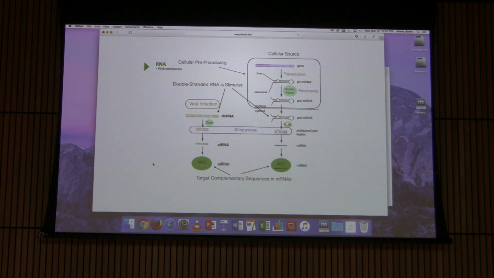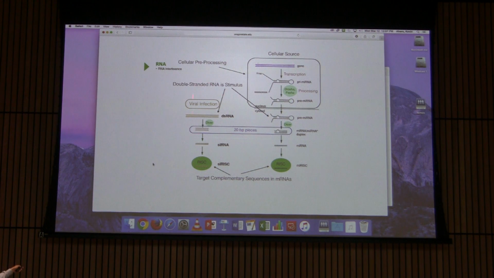The precursor to the microRNA has that little bulge, and what that little bulge tells the cellular machinery is which strand to use. So you want to peel off this bottom strand because this bottom strand is going to be complementary to the target sequence in a messenger RNA that we're going to basically destroy.